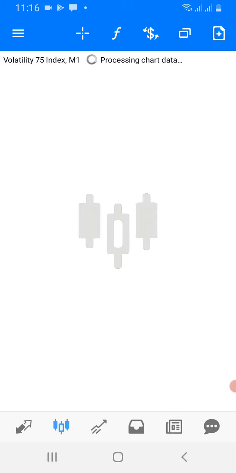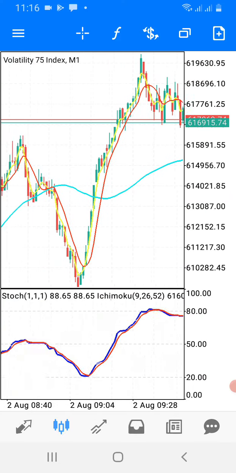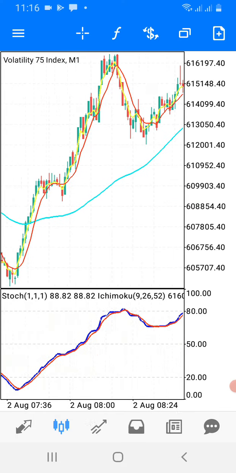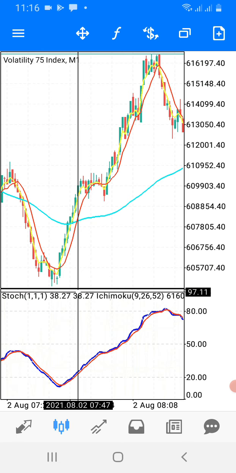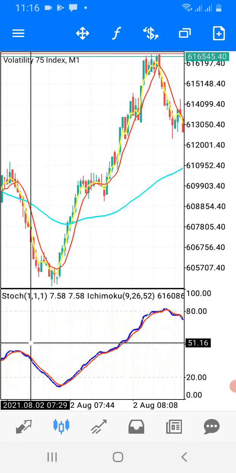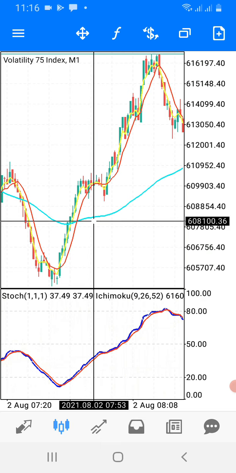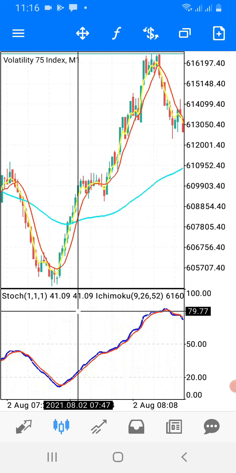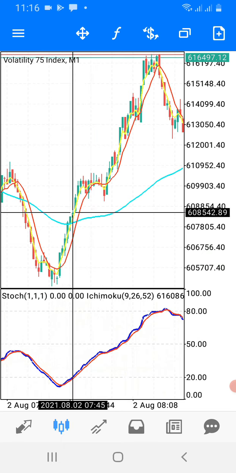Let me also show you something about this volatility 75 index. This strategy works on volatility 75 index. Yeah, I'm telling you guys, it works on volatility 75 index, but the strategy is made for step index. It's made for step index, guys, but it does work because I've used it on 75 index and it's profitable also. Look, it crossed below.